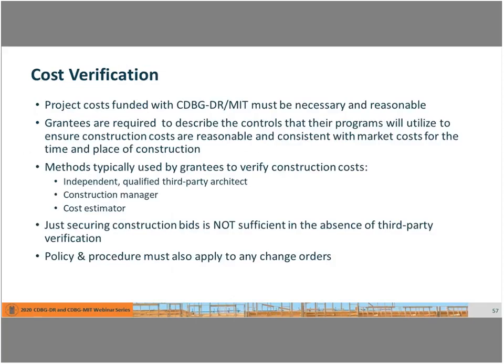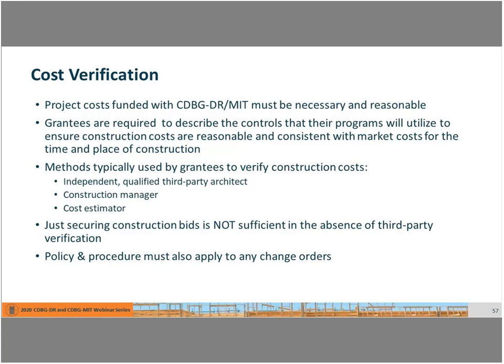And this one's a really important one because, as we mentioned in the earlier procurement, all project costs have to be necessary and reasonable. In the most DR and MIT notices, HUD stresses the importance of cost verification and requires that applicants define the process that they are going to use to ensure that construction costs and change orders are reasonable and reflect market pricing. This is to avoid any collusion among contractors, to prevent a grossing up of costs because it's a government contract and government money, and to ensure that no fraud, waste, or abuse occurs during the construction bidding process.